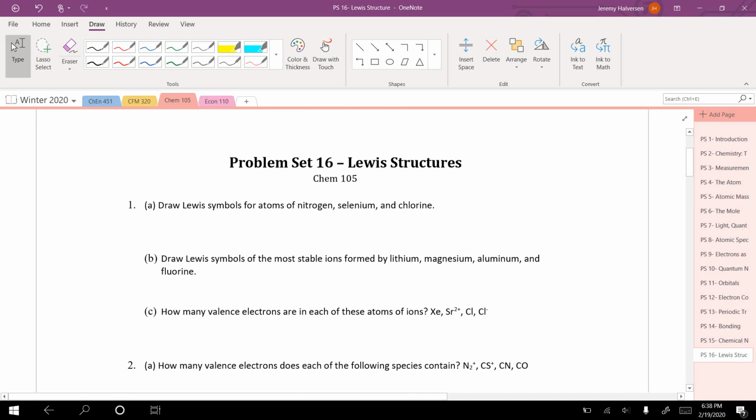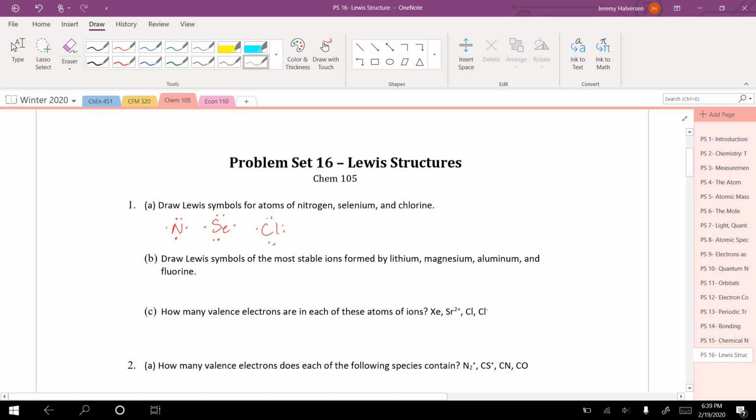All right, so A, draw the Lewis symbol for atoms of nitrogen, selenium, and chlorine. All right, what is a Lewis symbol? A Lewis symbol is different than a Lewis structure. A Lewis symbol is just for one atom. So you essentially draw your atom, and then you say how many valence electrons it has. Nitrogen has 5. So I'm going to do 1, 2, 3, 4, 5. Okay, then selenium has 6. And then chlorine is Cl, not Ch. Chlorine has 7, so 1, 2, 3, 4, 5, 6, 7. So that would be chlorine.